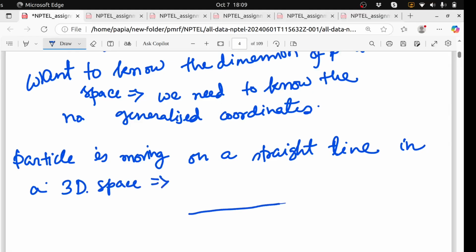So for this case, one particle can move on a straight line in 3D. In layman's language, it might seem possible to have 3 generalized coordinates because it is in 3D space. But actually it will be only 1. Why? Because the particle is moving on the straight line itself, and for a straight line we just need one generalized coordinate to explain the position of the particle.